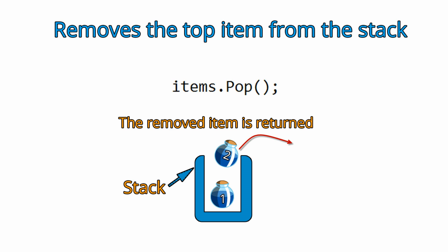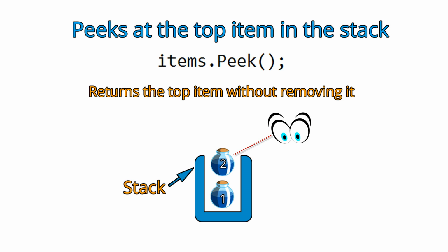Because of this functionality, it's possible for us to use the last potion we actually added to the stack. So whenever we add lots of potions to the same slot, we'll always use the last potion we added. If you want to check what's inside your stack without removing an item, you can use a method called peek. This method returns the top item without removing it from the stack.